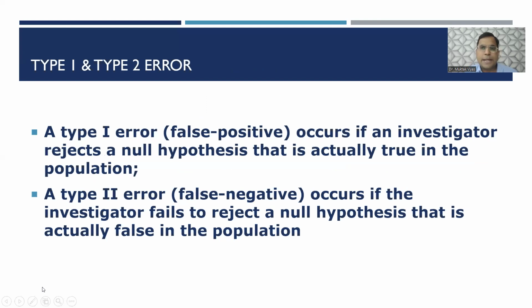Now we talk about type 1 and type 2 error. A type 1 error occurs if an investigator rejects a null hypothesis that is actually true in the population. So if an investigator or a researcher rejects H0, which is exactly true, it is called type 1 error. Type 2 error is also called as false negative error. It occurs if the investigator fails to reject a null hypothesis that is actually false in the population. So type 2 error takes place if you fail to reject the null hypothesis that is actually false.